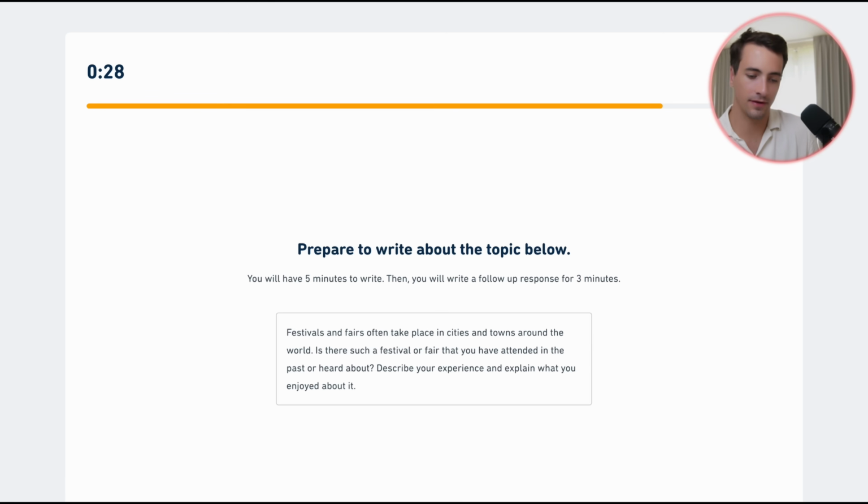All right, then we need to write about the following topic. Interactive writing: you have part A and part B, 5 minutes for part A, 3 minutes for part B. You're given 30 seconds to prepare your response. So, festivals and fairs often take place in cities and towns around the world. Is there such a festival or fair that you have attended in the past or heard about? Describe your experience and what you enjoyed about it.